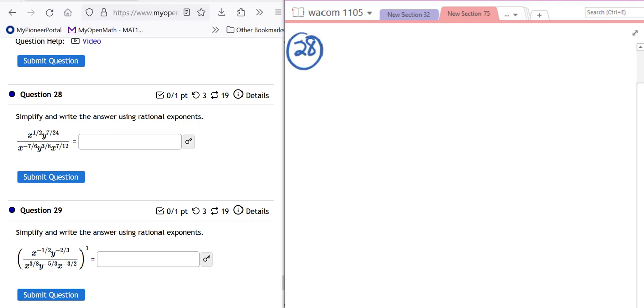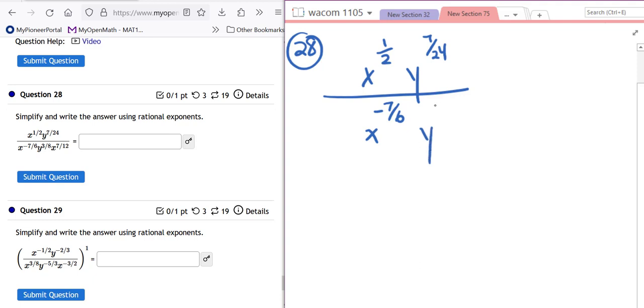So we have 28. So we have x to the 1/2, y to the 7/24. All of this is in fraction form. So we have x to the negative 7/6, y to the 3/8, and x to the 7/12. All right, so we'll work with the x's and y's separately.